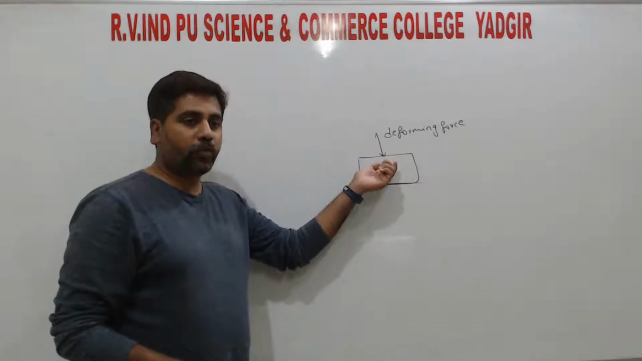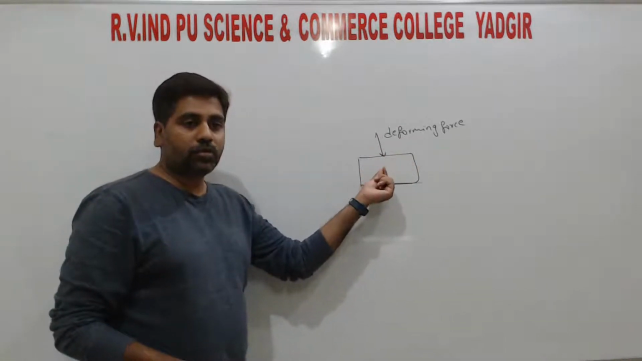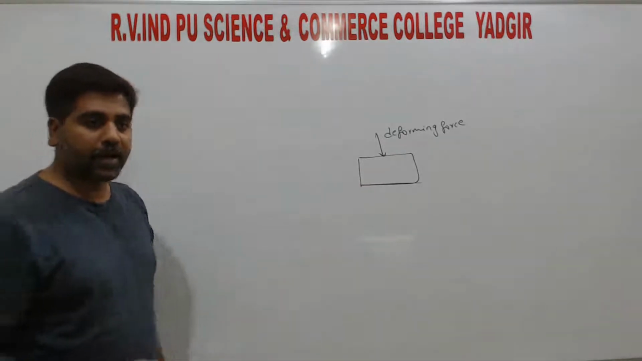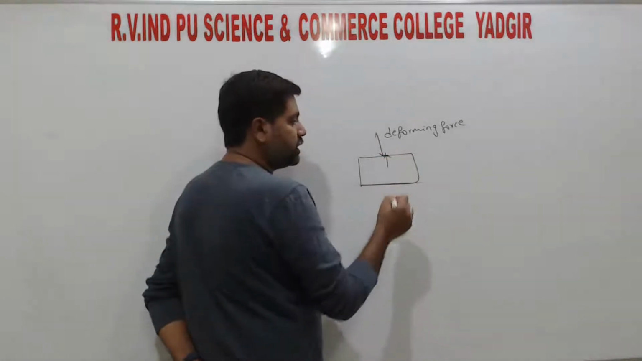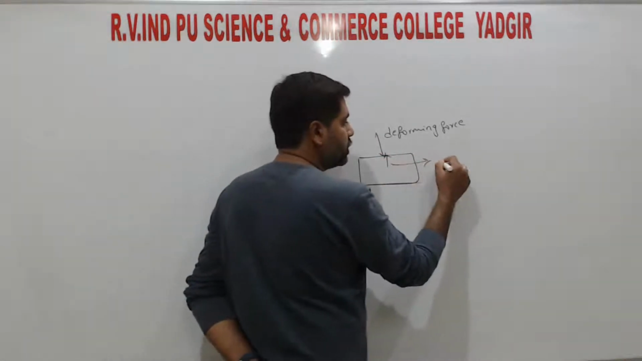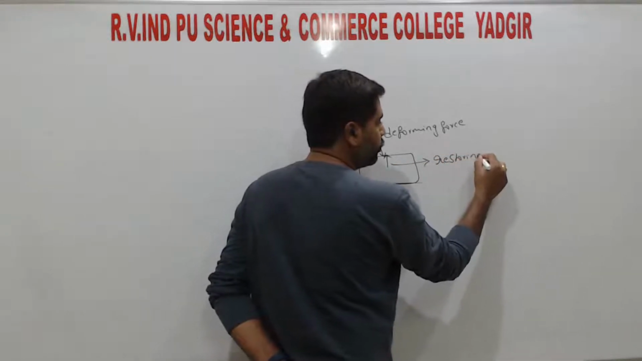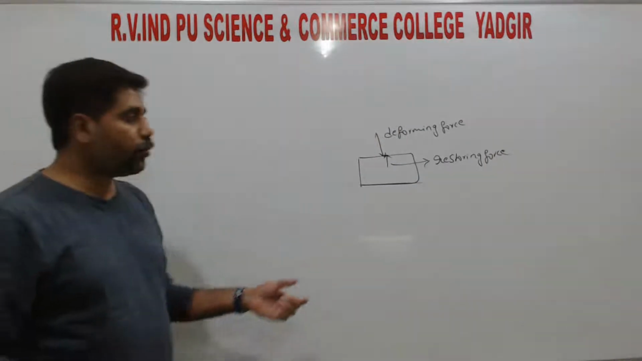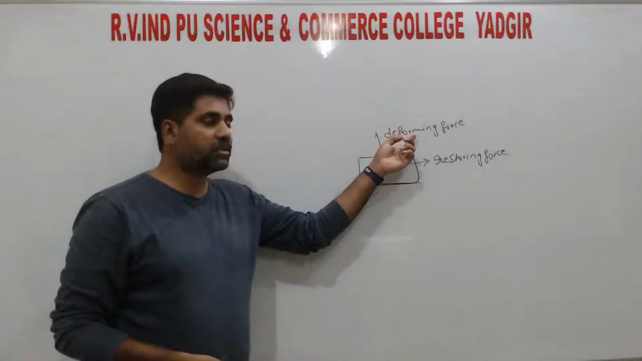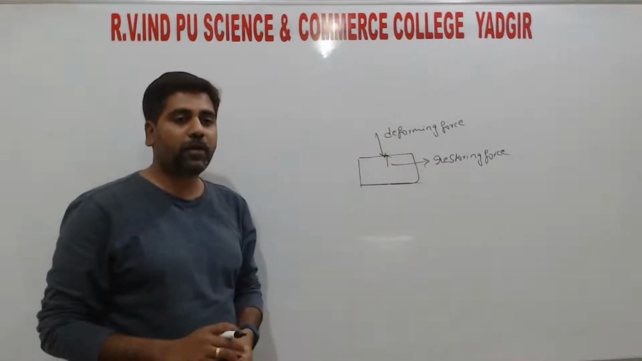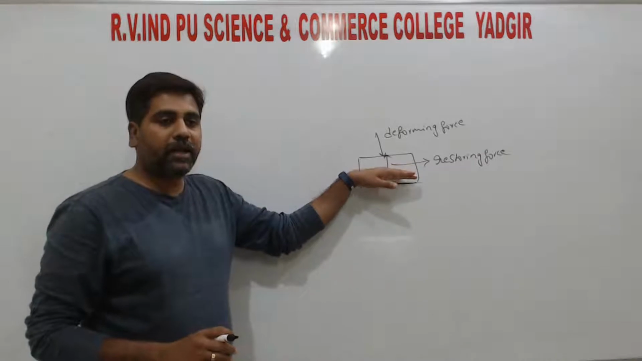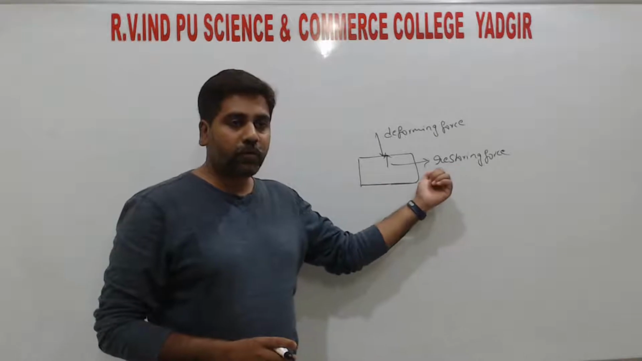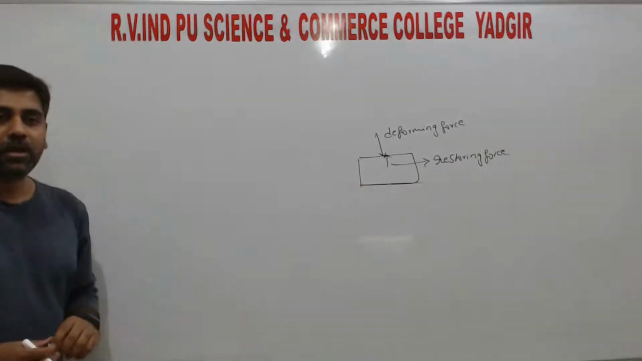If we apply any force onto the material, then the restoring force is generated inside the object. So inside the material, a force is produced, and that force is the restoring force. The force required to deform the shape of the object is the deforming force. When we remove the deforming force, the material regains its original configuration. That force we call the restoring force. We already discussed this in our last class.